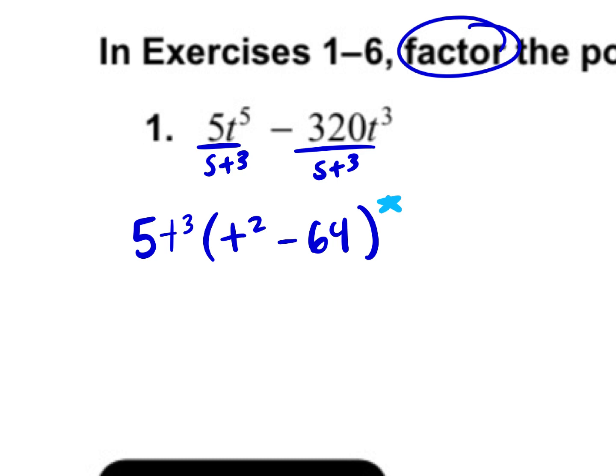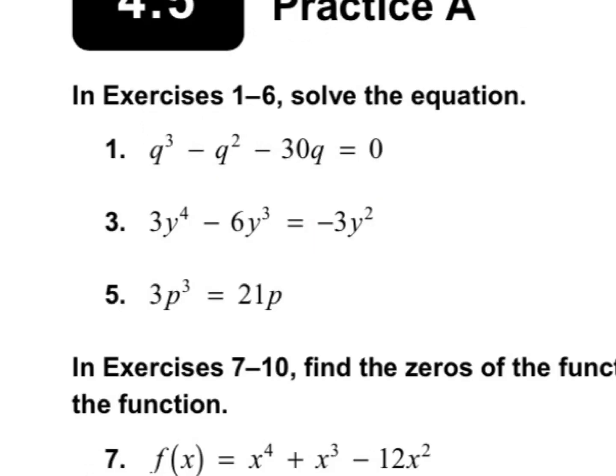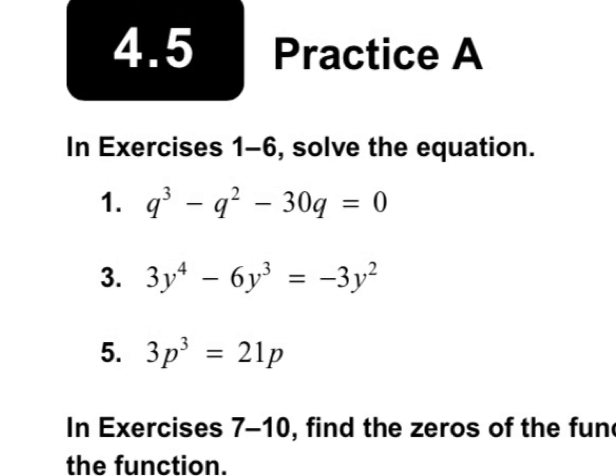Difference of squares. They're the difference of squares. So what would this factor into? T plus 8 and t minus 8, because we want to break the t squared down and the 64 down. So our two factors of 64 are 8 and 8. And then we still need that 5t to the third power on the outside. So this is our answer.